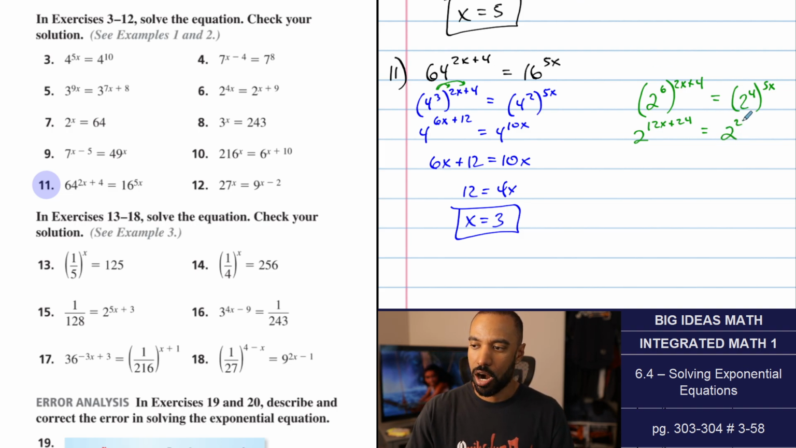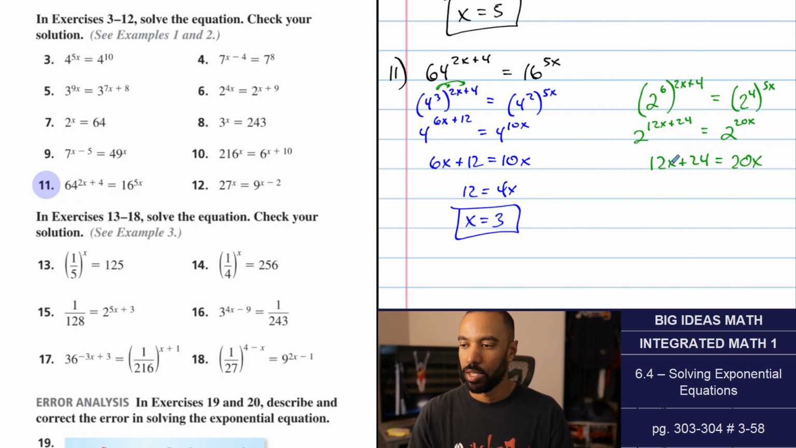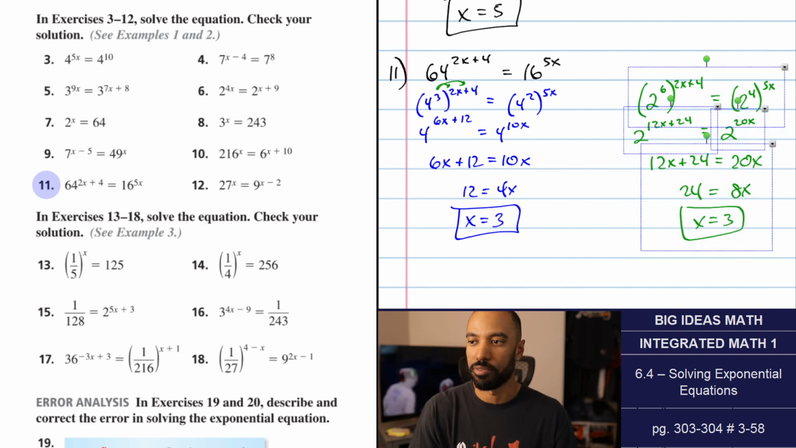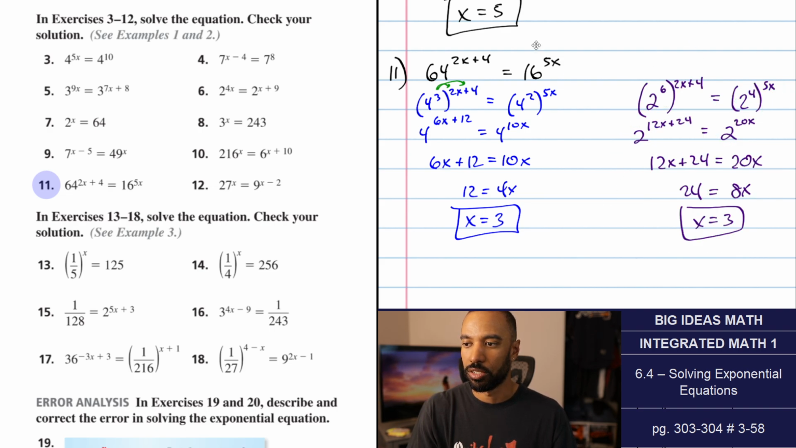Now that the bases are matching, set the exponents equal. 12x plus 24 equals 20x. Subtract 12x from both sides, and divide both sides by 8, you get x equals 3. So same answer regardless. I'm going to treat that one as my double check, just the fact I got the same answer with 2 different sets of things. And it still worked out either way.